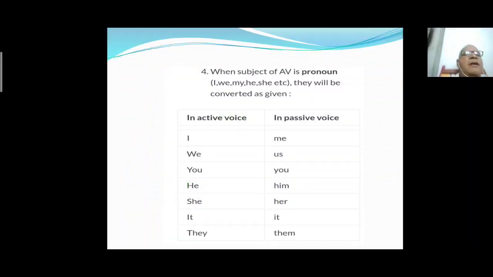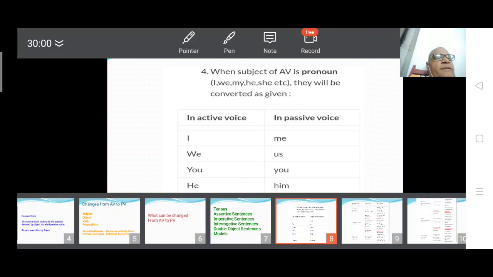If we are changing any sentence from active voice to passive voice, the basic change we can find is in the subject part. The subject is changing. If it is a personal pronoun, it changes. I changes to me, we changes to us, you remains as you, he changes to him in passive voice, she changes to her, it remains as it, and finally they changes to them in passive voice. These are the observable changes from active voice to passive voice in the case of the subject only.